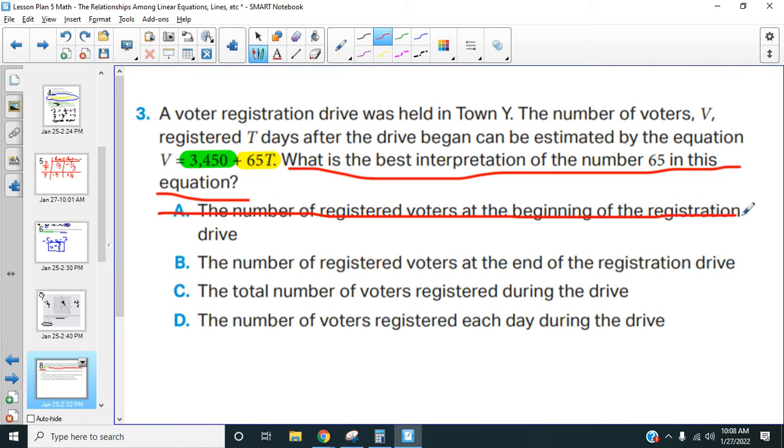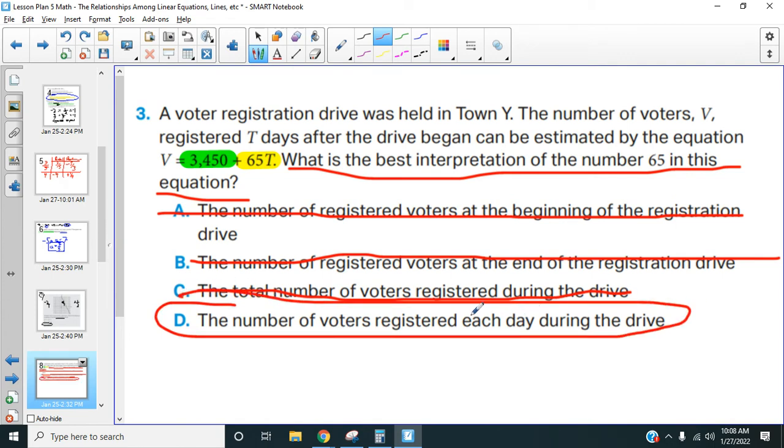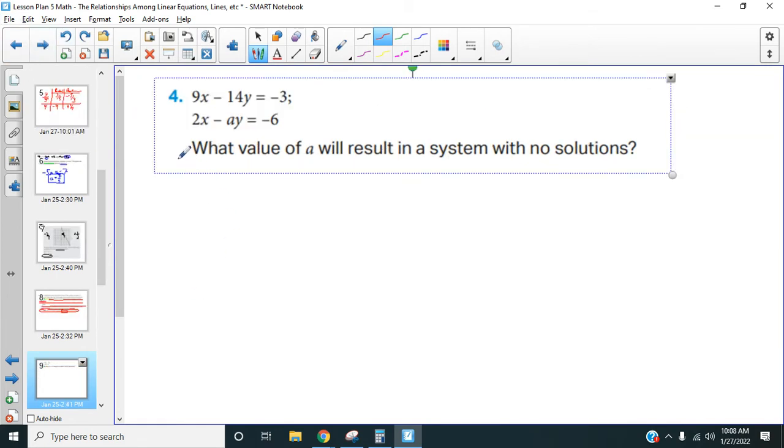The green one was A, right? B, the number of registered voters at the end of the registration. Nope. Total numbers registered during the drive. Nope. We need a rate. It says each day. This is the important phrase right there. So it's D, right? Let's take a look at the last one, number 4.